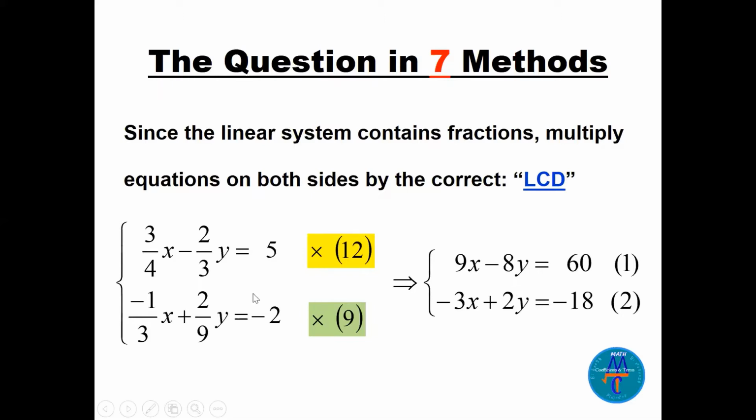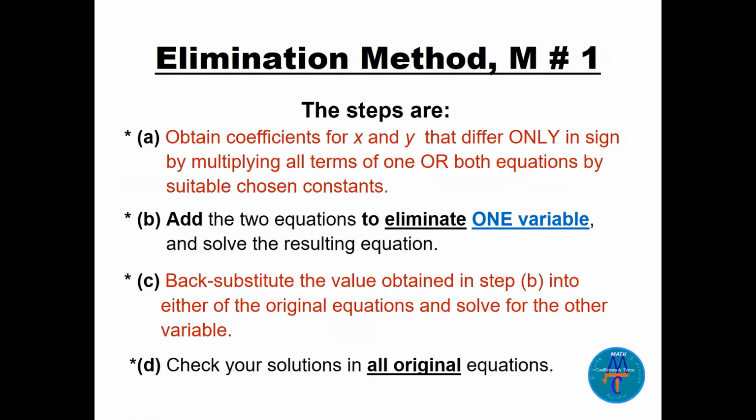Same thing for equation number 2. In the fractions here, we see in the denominators 3 and 9, so we can multiply by 9 to remove the fractions. The LCD is 9. So we get minus 3x plus 2y is equal to minus 18. This is equation number 2. So now we can take this system here, equations 1 and 2, and apply the 7 methods.